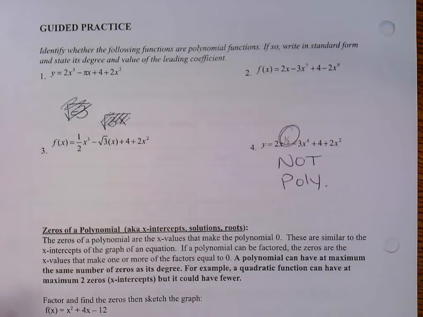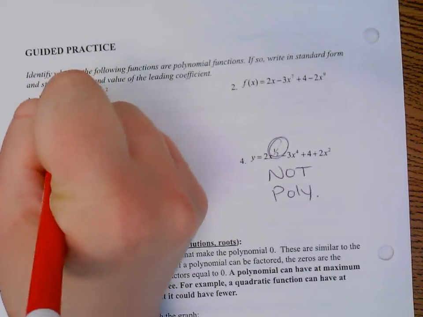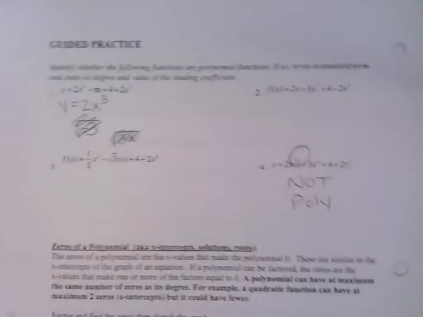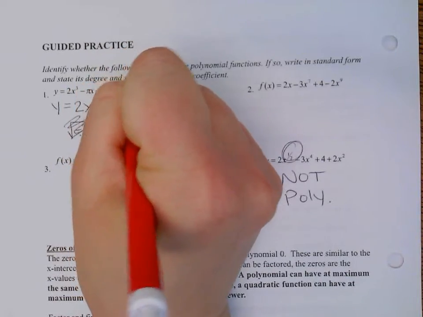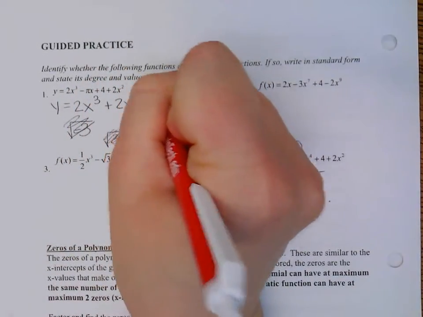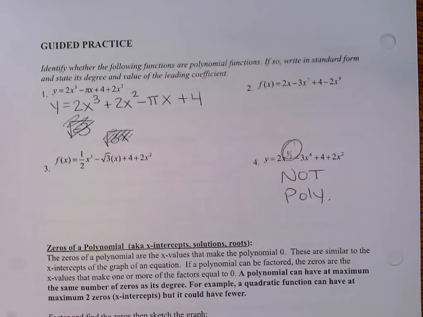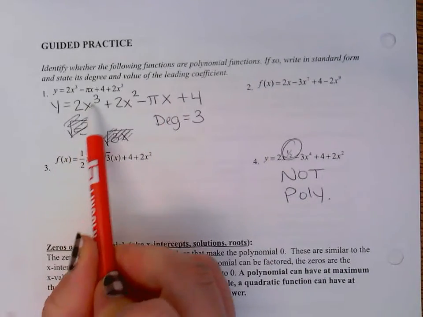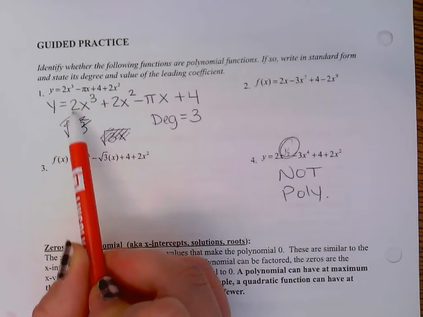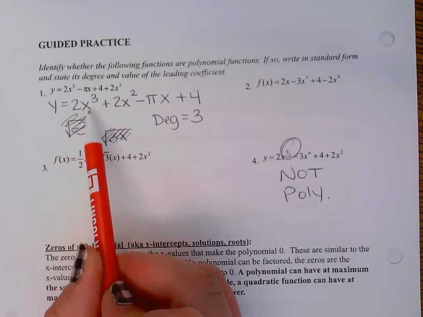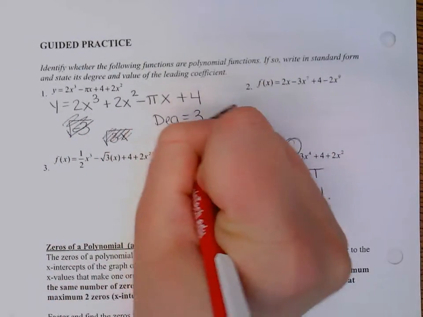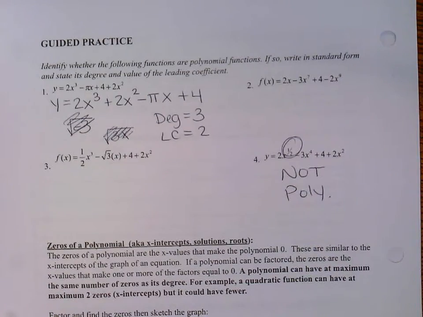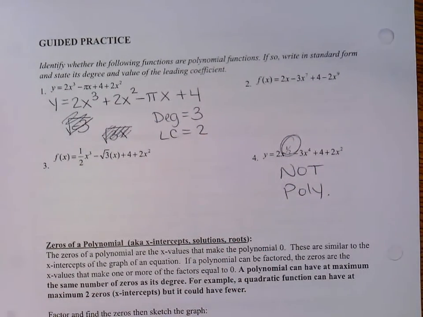So for the other ones, I'll do example 1 for you. If I put this in standard form, 2x cubed would come first, then 2x squared minus pi x, and then plus 4 would come last because it was a constant term. They want you to state the degree and the leading coefficient. So this has a degree of 3 because x cubed is the biggest power, and the leading coefficient is this 2 that comes in front of x cubed. So the leading coefficient is positive 2. That's going to be important tomorrow when we look at end behavior of a graph.